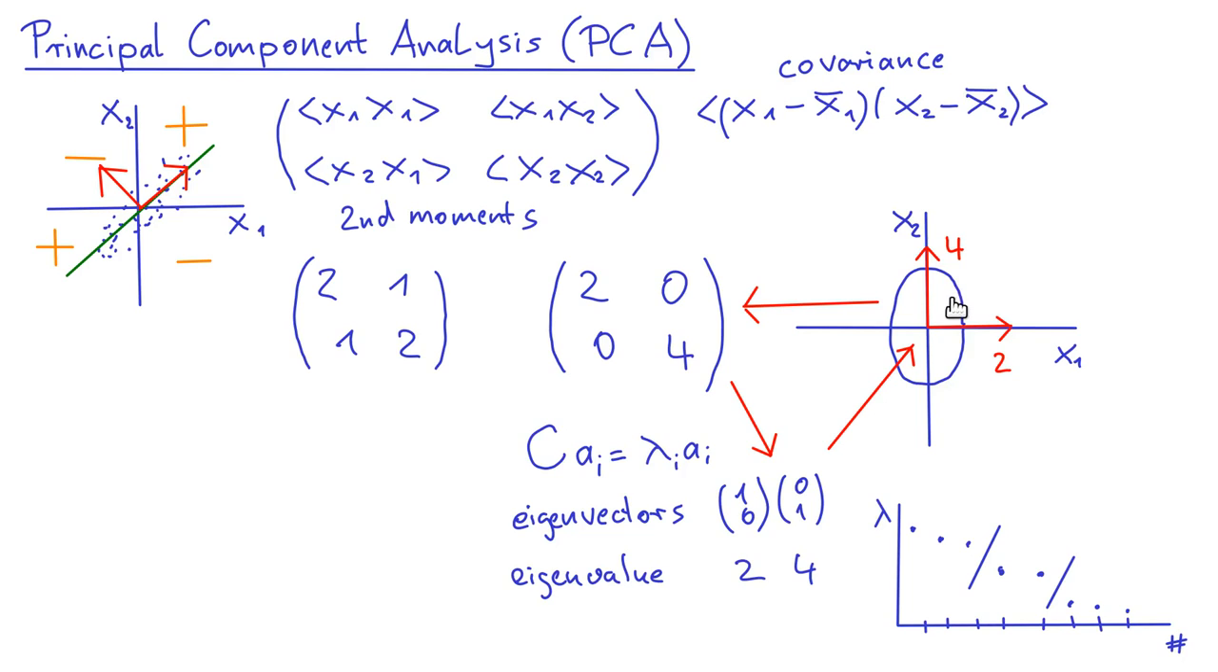If you're interested in higher order moments, like in independent component analysis, you might want to normalize the distribution such that you eliminate the second order distribution so that you can entirely focus on higher order aspects of the data distribution. And that's called whitening, or sphering.